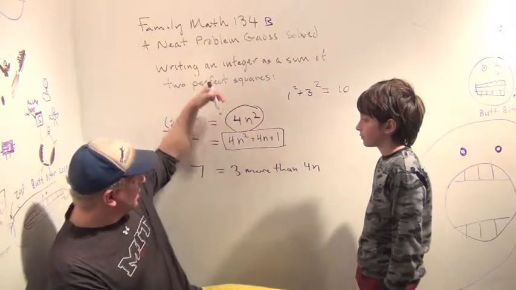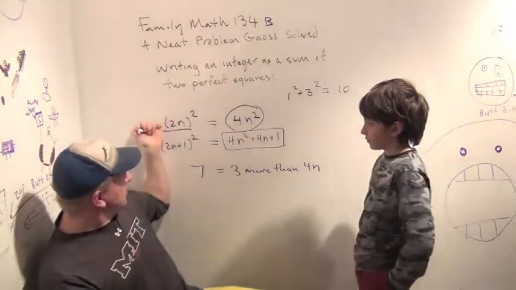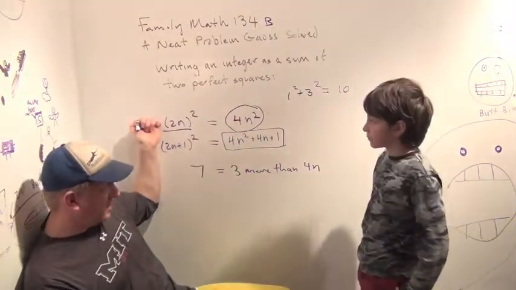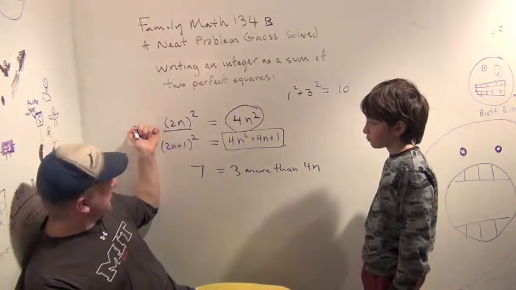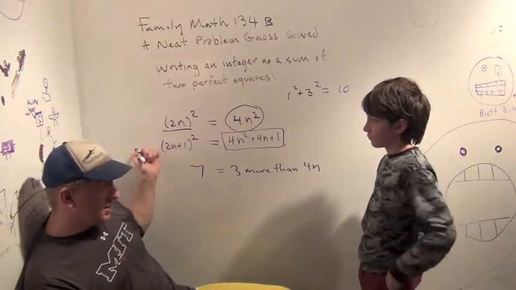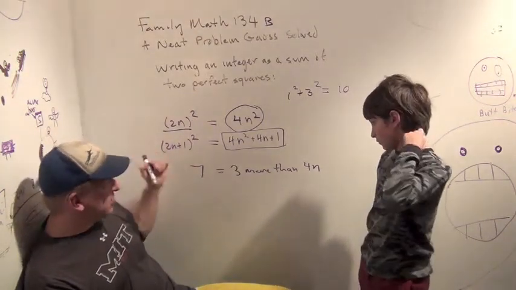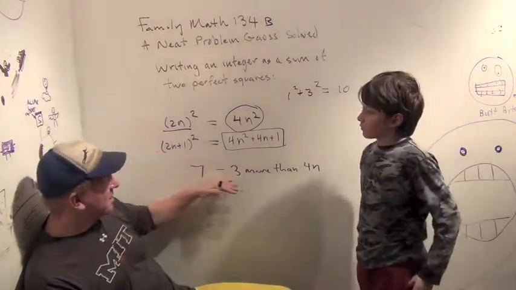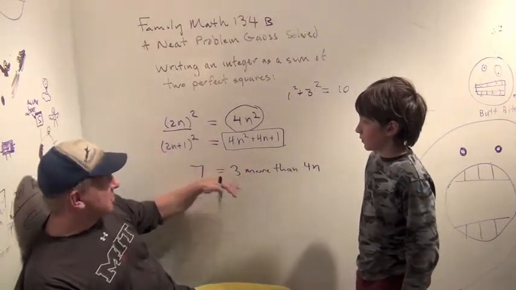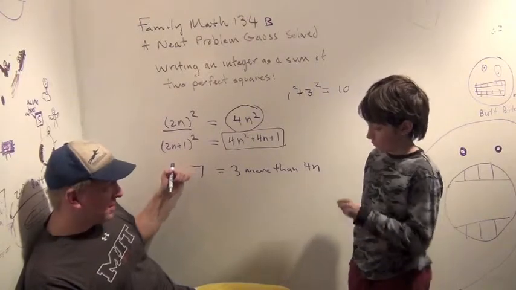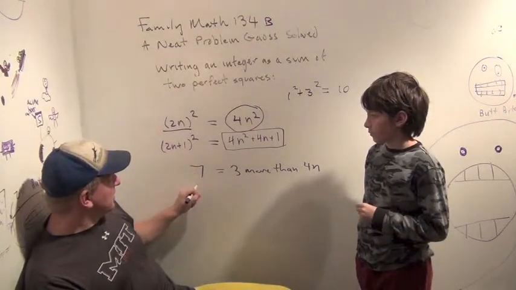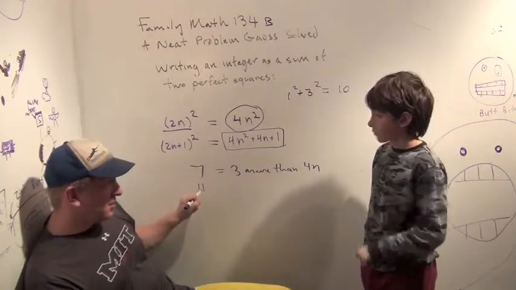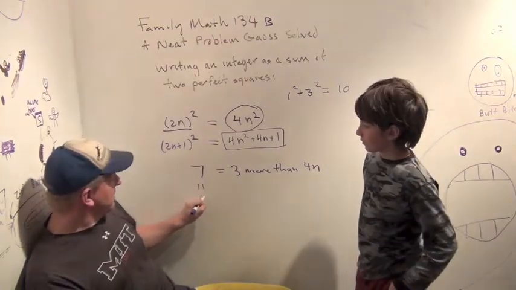So I can get a multiple of 4 by adding 2 even squares together. I can get a multiple of 4 plus 1 by adding an even square and an odd square together. I can get a multiple of 4 plus 2 by adding 2 odd squares together, but I can never get a multiple of 4 plus 3. So there's no way to get 7, no way to get 11, and no way to get 15 as a sum of squares.